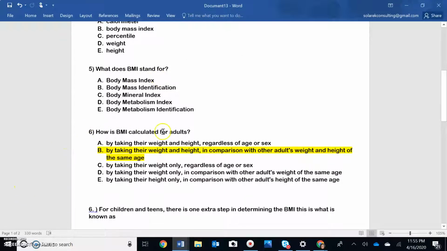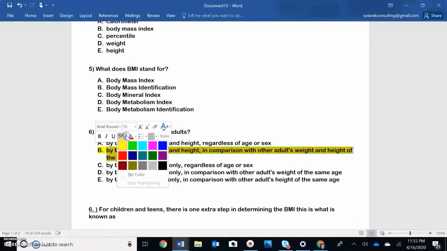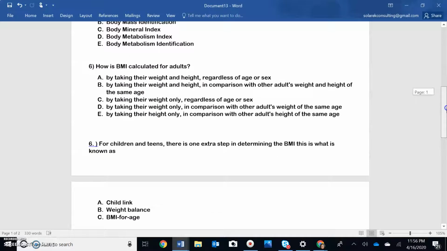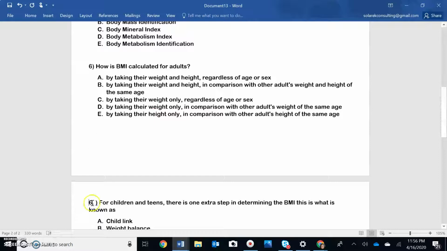Okay, how is BMI calculated for adults? Uh-oh, I didn't realize I already put the answer in yellow, so let me take that out. Yeah, so that's kind of a little built-in cheat for you there because I added in yellow by taking their weight and height in comparison. Yeah, so B was right. Okay, now we come down here. And this, by the way, is not number 6. This is number 7.